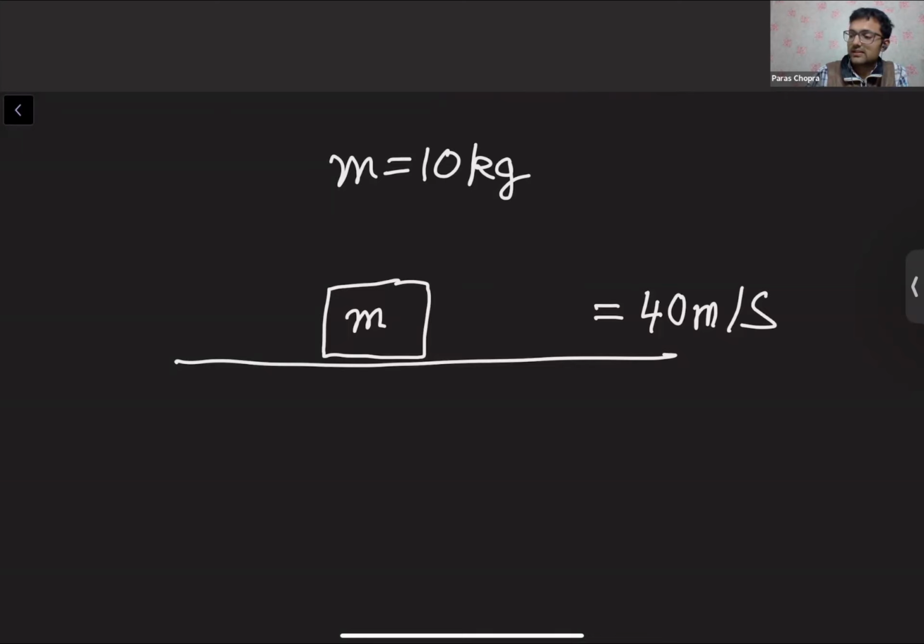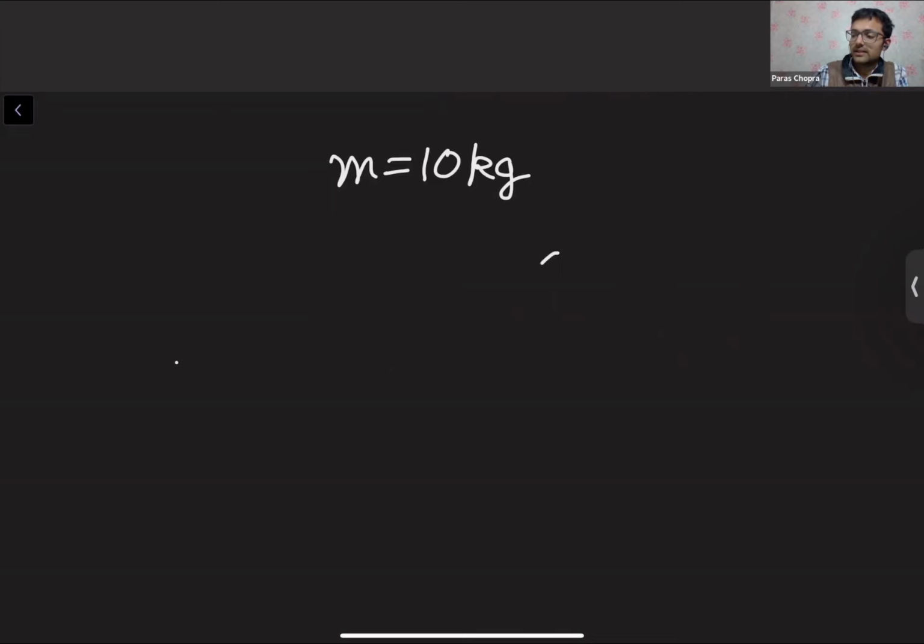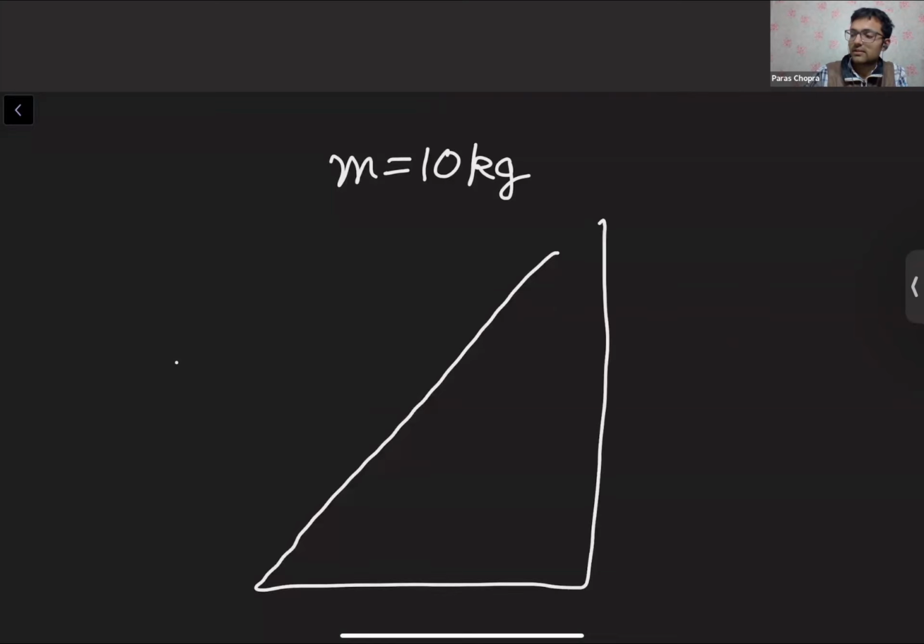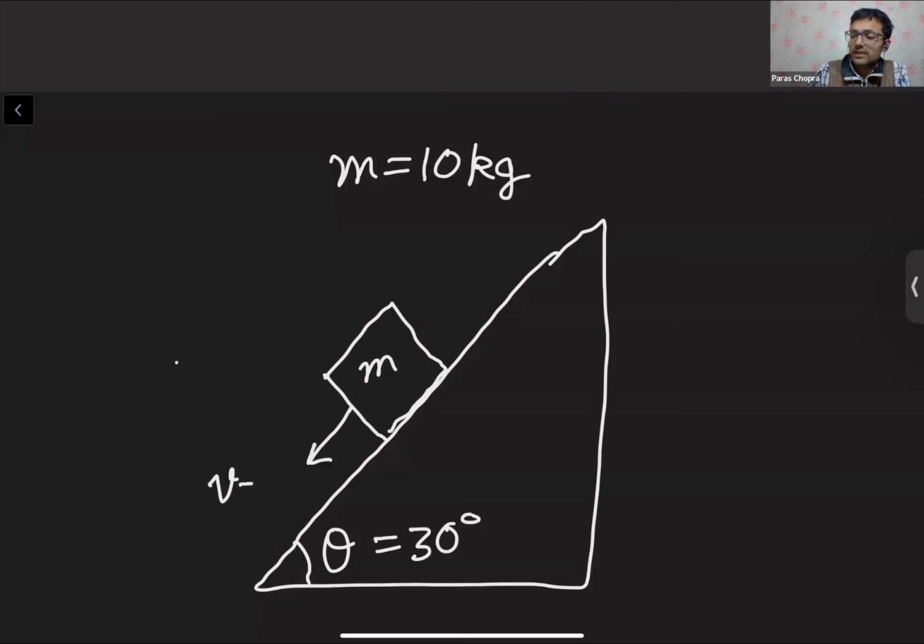Now let us change the direction of velocity. Let us consider an inclined plane with the angle of inclination being 30 degrees. And now the block of mass 10 kilograms is lying like this. Now what will be the power dissipated by the gravitational and the normal force if the block is sliding down with velocity 10 meters per second? Find the power dissipated by gravitational force and the normal force.